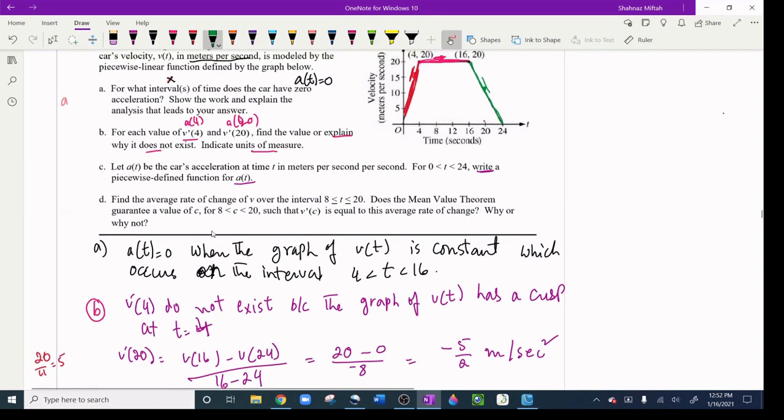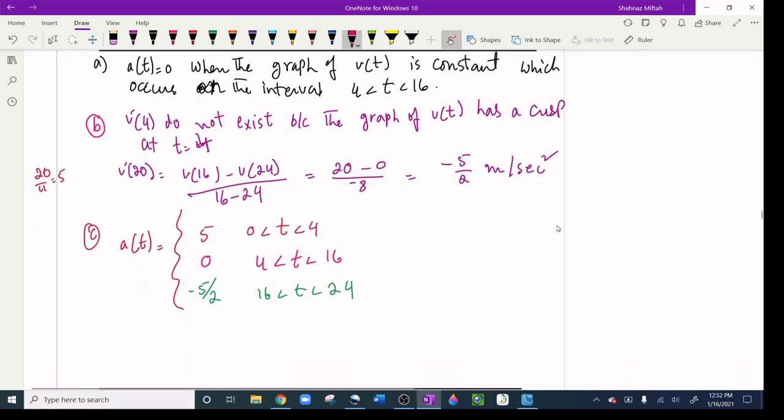Next one, part D. They said find the average rate of change. Find the average, which means secant, rate of change of v, which means I'm technically looking for acceleration. I'm looking for the secant slope of velocity over the interval 8 to 20. So I'm going to solve this part first and then we're going to go for the mean value theorem. So let's try. This is part D.